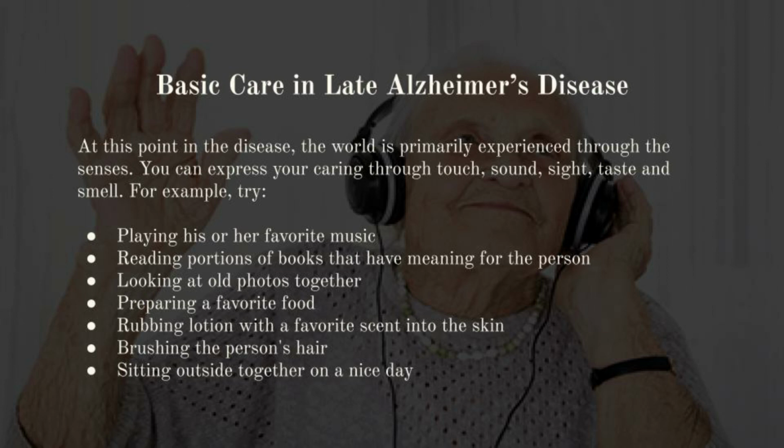For example, try reading his or her favorite book. For example, try playing his or her favorite music, or reading portions of books that have meaning for the person. Look at old photos together. Prepare a favorite food. Rub lotion with a favorite scent into the skin. Brush the person's hair. Sit outside together on a nice day. You can do your loved one's hair or give them a manicure and a pedicure. They're all different things that you can do to connect with your loved one.